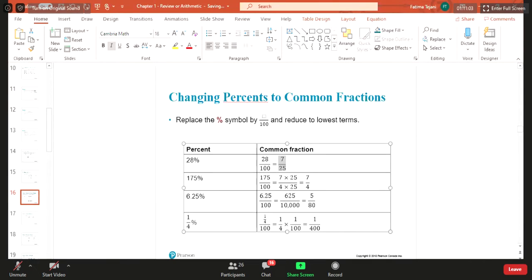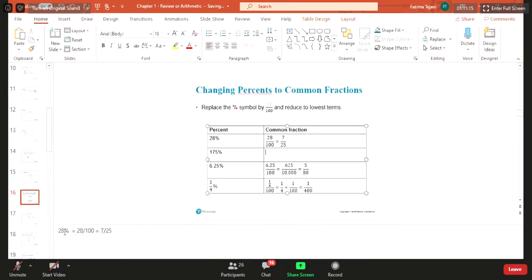Okay, let's do 175. I'm just going to take this out and tell me the answer. Change the percentage to a common fraction and then reduce it to the lowest value. 175% is equal to 175 divided by 100. Now reduce it to the lowest value.